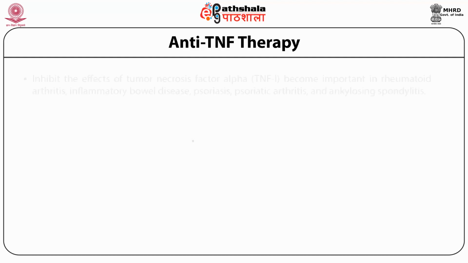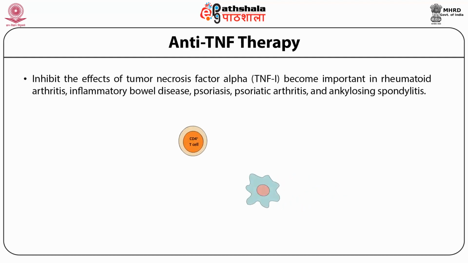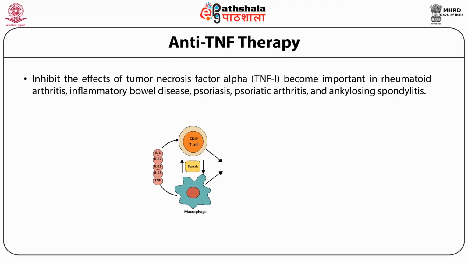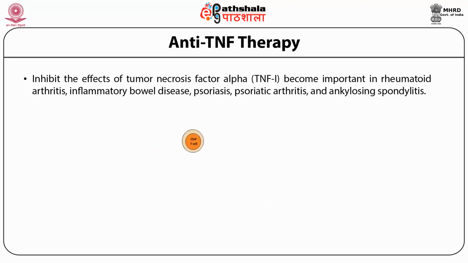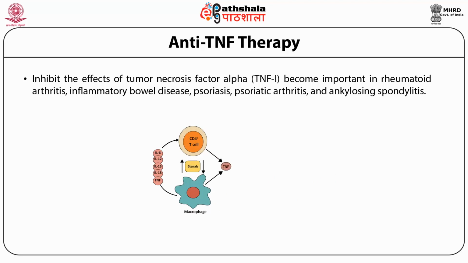Anti-TNF alpha therapy. Anti-TNF alpha therapy inhibits the effect of tumor necrosis factor cytokine. It becomes important in diseases like rheumatoid arthritis, inflammatory bowel disease, psoriatic arthritis, and ankylosing spondylitis. Anti-tumor necrosis factor agents have been the first line of treatment for moderate to severe ulcerative colitis and Crohn's disease. It inhibits the effects of tumor necrosis factor alpha cytokine, and this therapy was used in Crohn's disease in 1998.